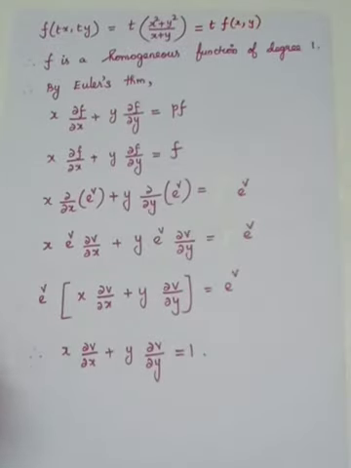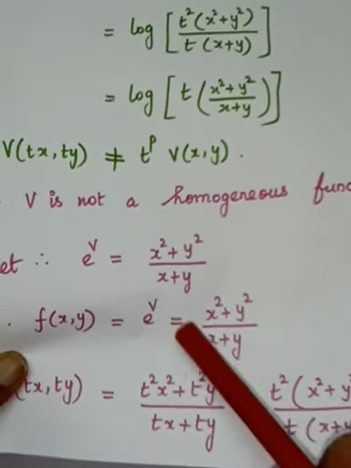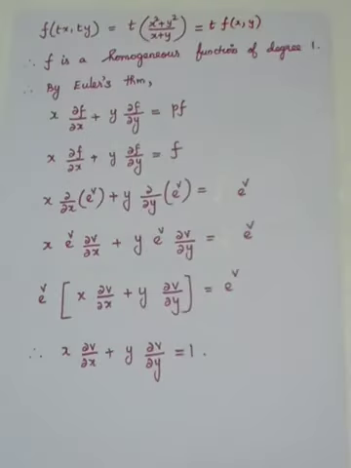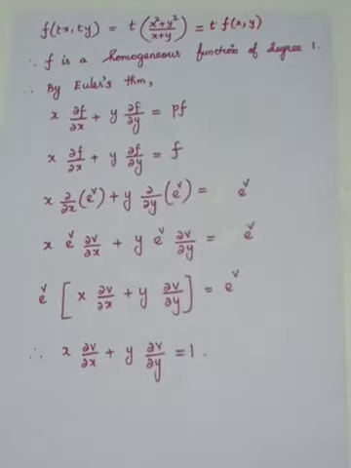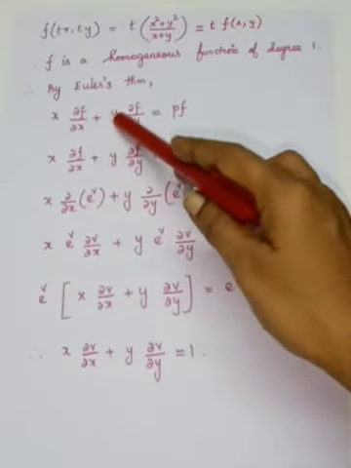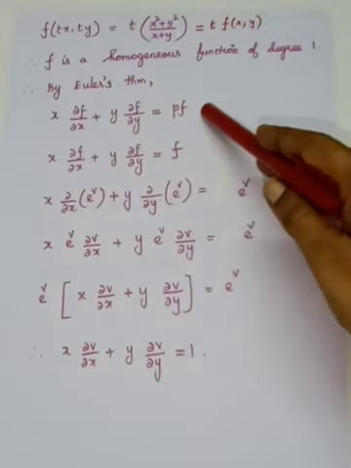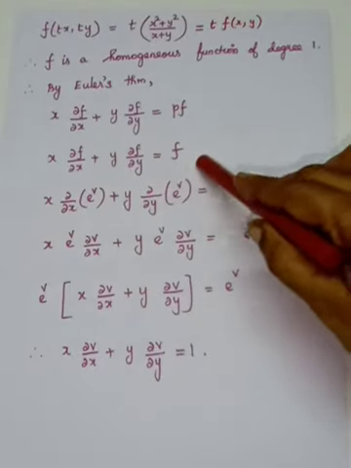See, what is f of x comma y? We can write e power v, otherwise x squared plus y squared divided by x plus y. So here you are having t into f of x comma y. So we can very well write f is a homogeneous function of degree 1. So we can apply Euler's theorem for f. So here x dou f by dou x plus y dou f by dou y is equal to p f. What is your p? It is 1, so it is f. But you got this result. This is not the result asked in the question.